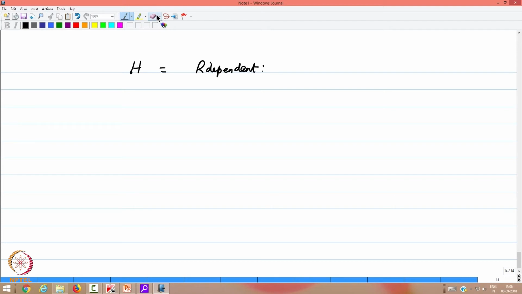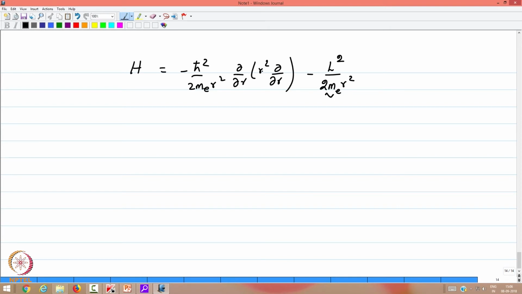Well, let's write that out. Minus h bar square by 2me r square dou by dou r r square dou by dou r, and then you have minus L square by 2me r square. This is nothing but I, the moment of inertia of the electron moving around the nucleus at a radial distance of r. And then you have this potential energy Z e square by 4 pi epsilon naught r.